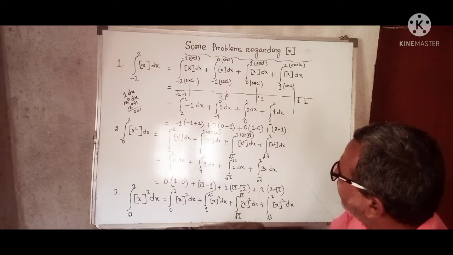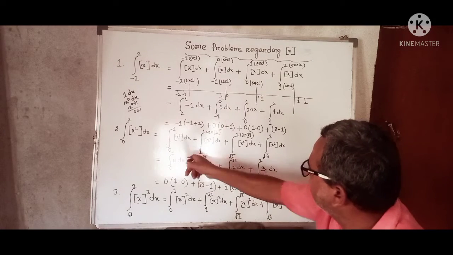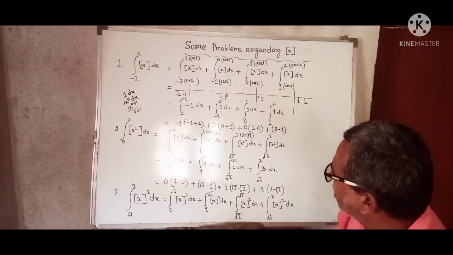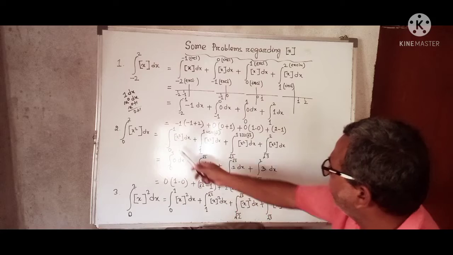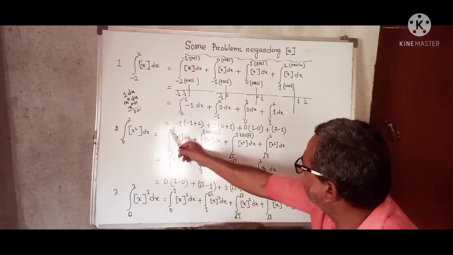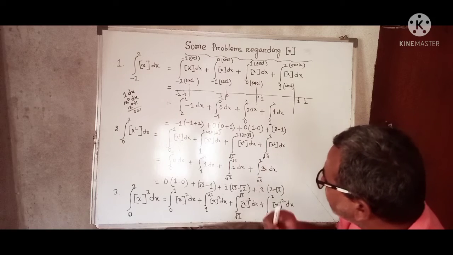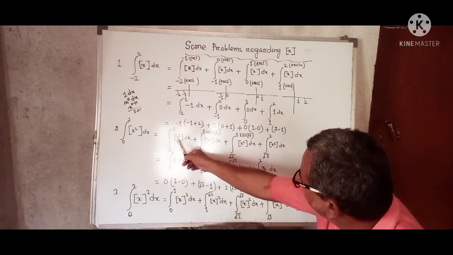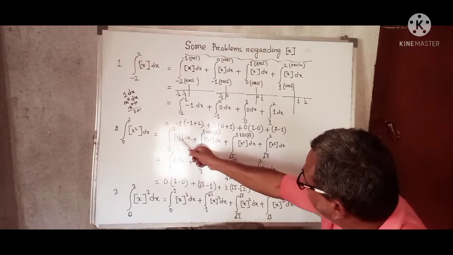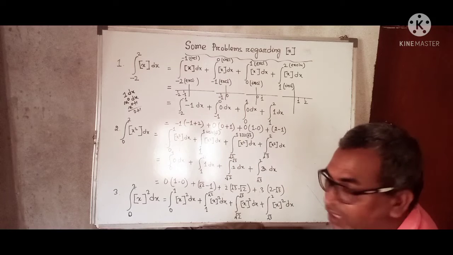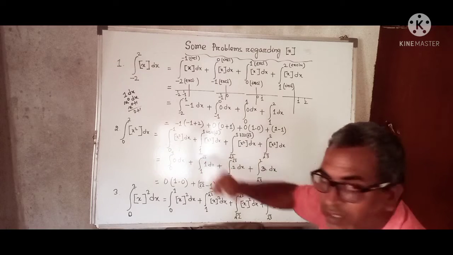I have resolved the intervals into sub intervals for clear understanding, for clear calculation. That is why I have resolved: 0 to 1, 1 to root 2, root 2 to root 3, root 3 to 2. Why? Because the greatest integer function of x square is continuous within the interval 0 to 1.